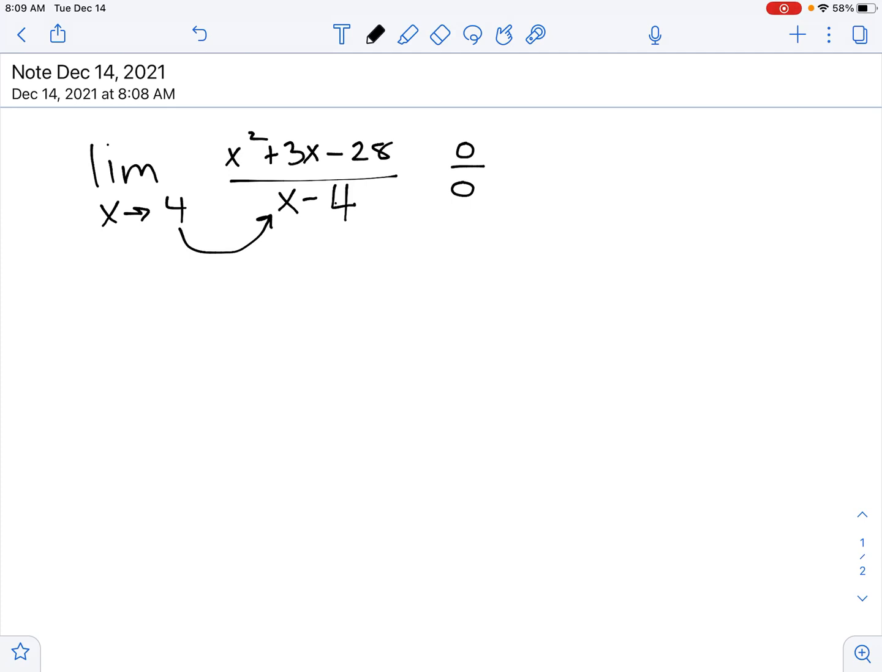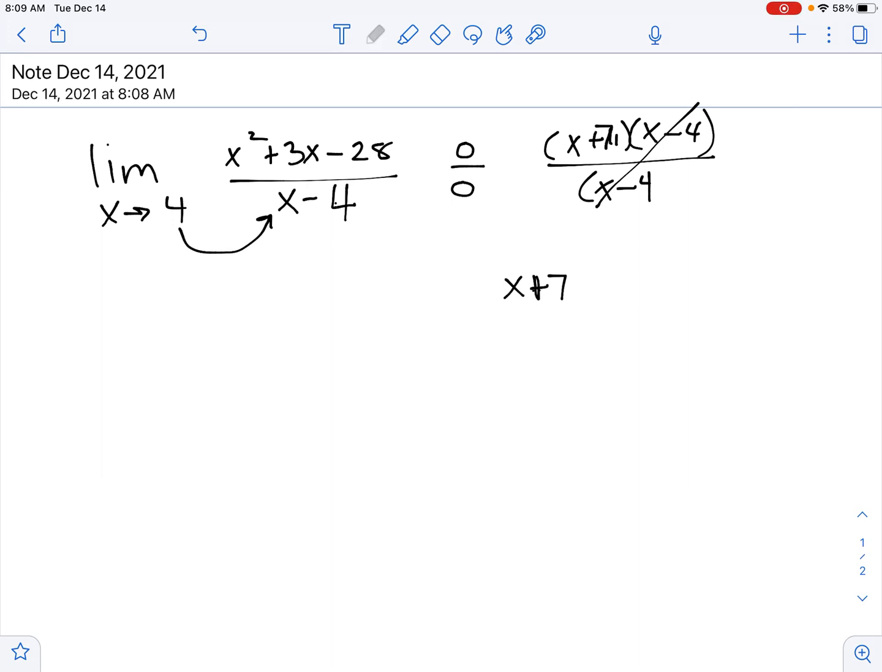So if I do some more math, I could factor the numerator into x plus 7 and x minus 4, and I see that I have a common factor of x minus 4 on top and on bottom, which divide to be 1. So I'm left with x plus 7.